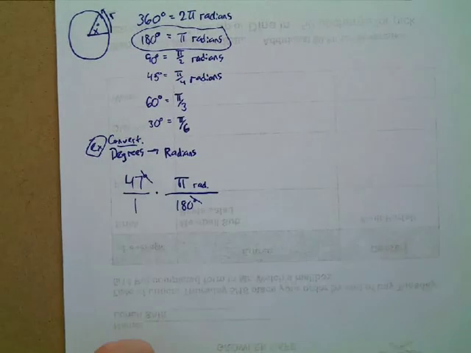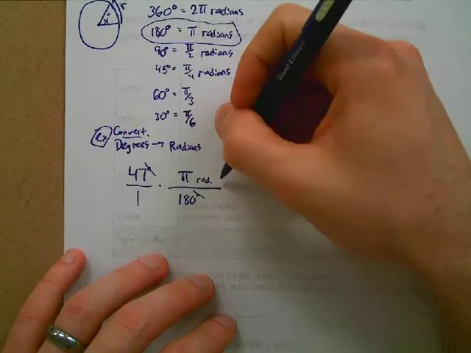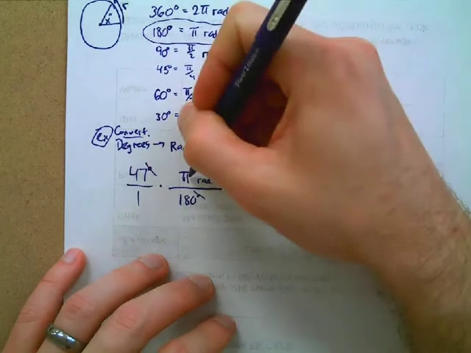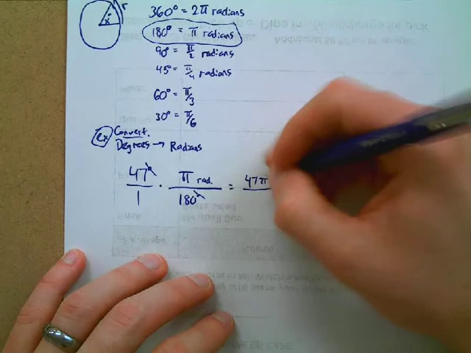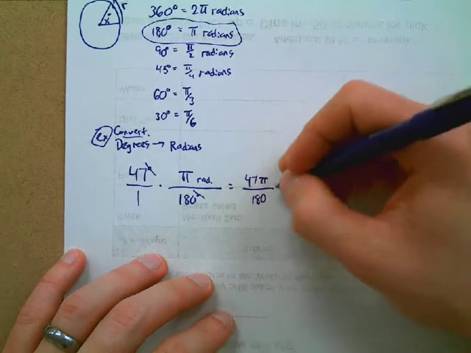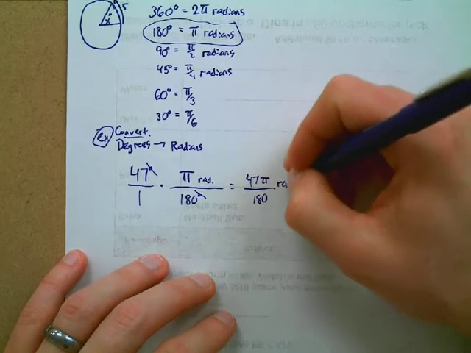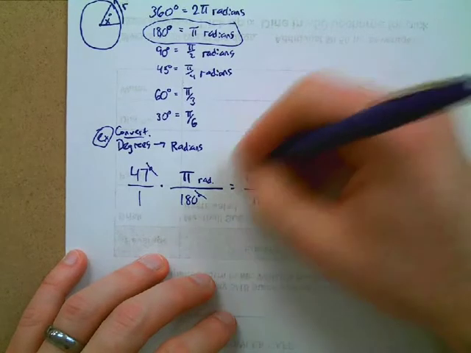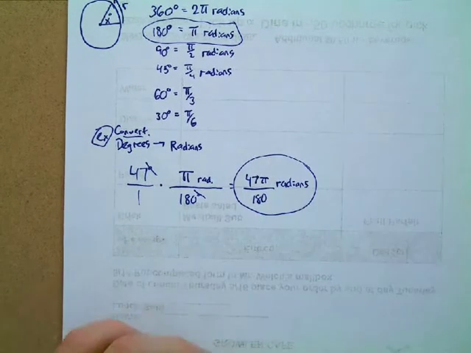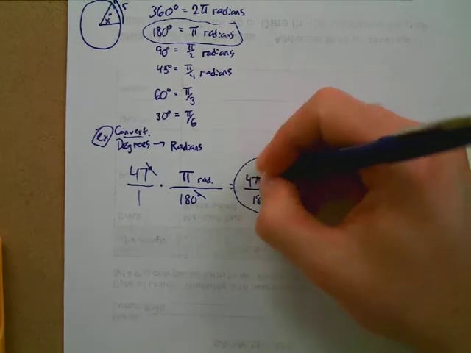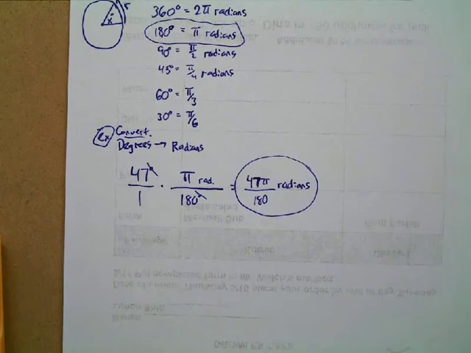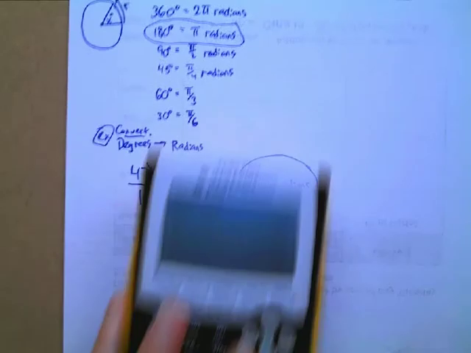Now when I multiply, I will have 47 times pi, and that will be now in radians, and then 1 times 180. The degrees canceled, so I'm left with just radians in the end. And that's my unit of measure. So 47 pi over 180, that is the number of radians. As a decimal, if you're curious, hit enter.